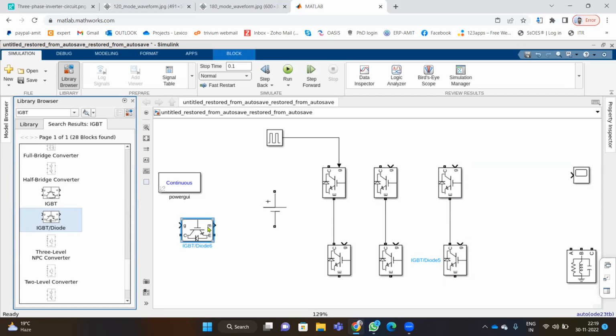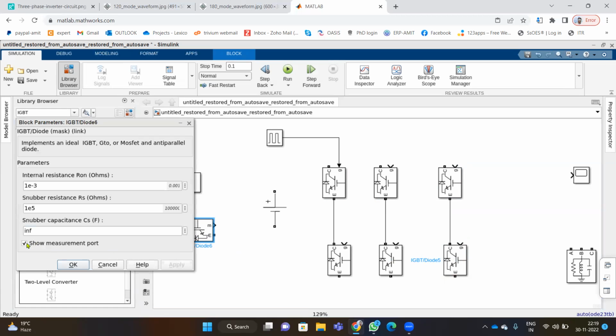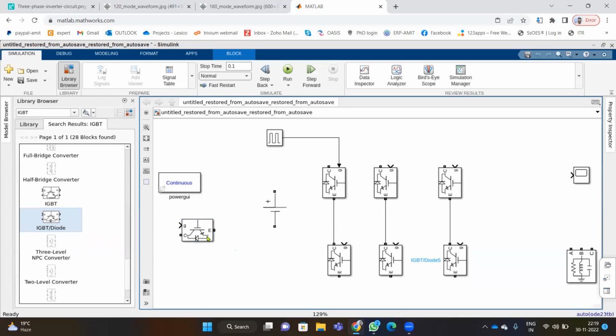from this measurement port. So you can double-click on this particular block and uncheck this show measurement port. See, once I uncheck show measurement port and apply, you will be able to see only three terminals. So that's why in my simulation, you can see only three terminals for any diode. Let's connect them in parallel.